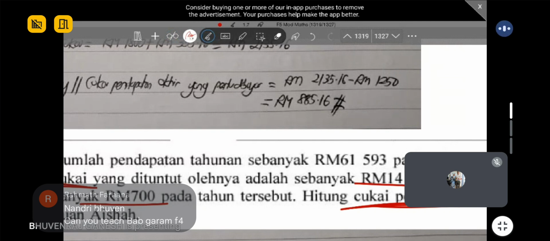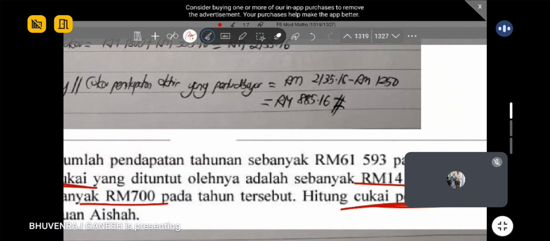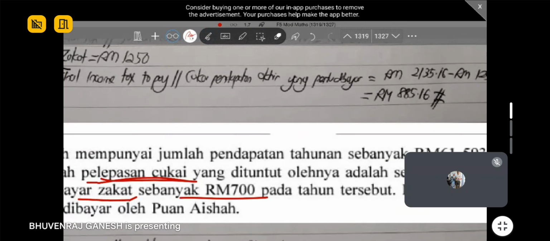I don't teach chemistry now. Now it's maths class, mathematics.